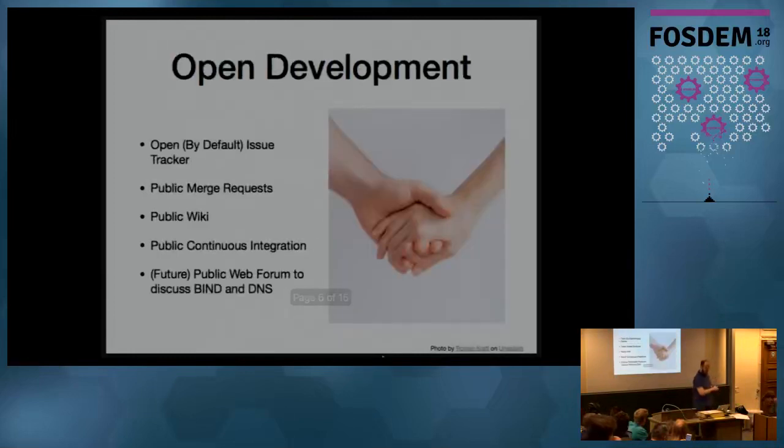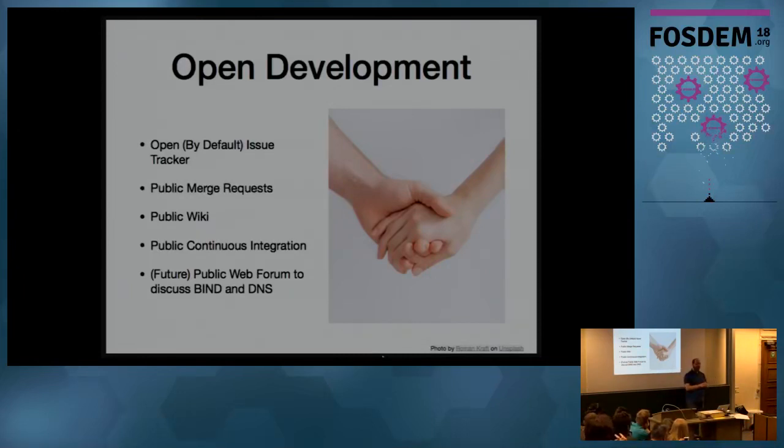So for the open development, we will open the issue tracker by default. We will make it possible to have public merge requests, a public wiki, public continuous integration, so everything that's possible, and it's not a security bug. You know, this is Bind. Security bugs might happen once in a lifetime.